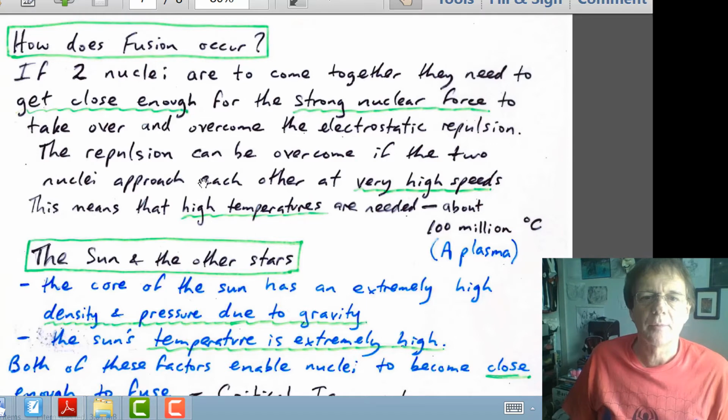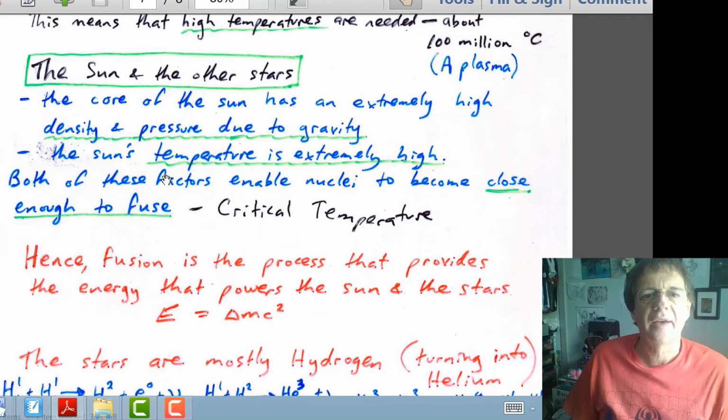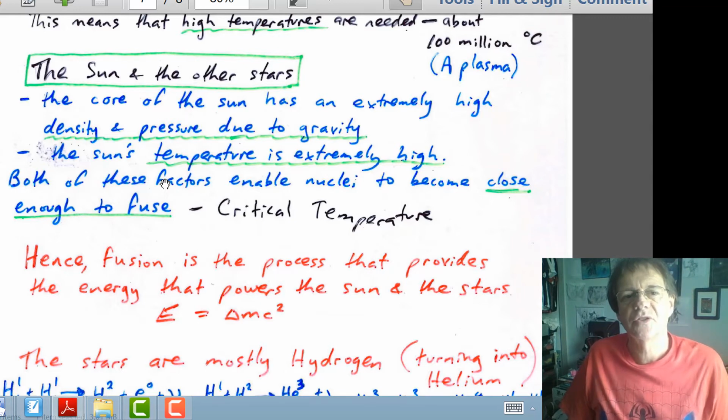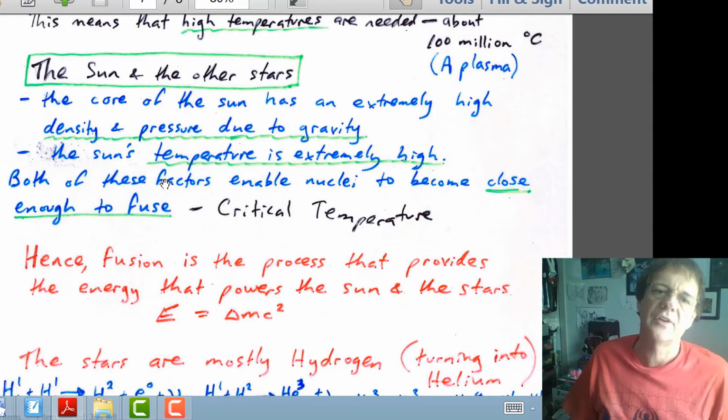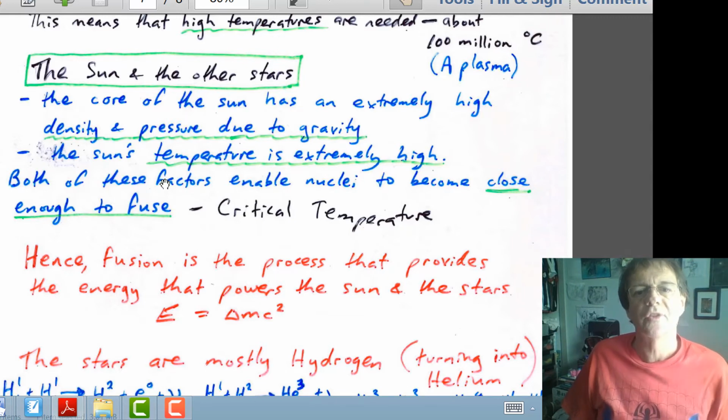So as I said, they've got to approach each other at very high speeds, so they require high temperatures. So the sun and the stars are an ideal way of actually doing this. The sun and the stars are an ideal location for this to happen because, first of all, they've got a very high temperature, but not only that, they've got extreme gravity acting on them because of their large mass. And that gravity really just pushes the two together and overcomes that electrostatic repulsion, getting them at a close enough distance for that short-range nuclear force to take place. So that's where it happens.